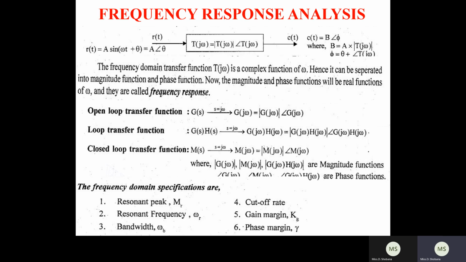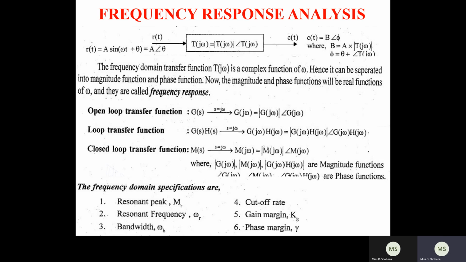This transfer function is classified into three different forms: open loop transfer function, loop transfer function, and closed loop transfer function. The open loop transfer function will be G of s, which is a complex function. S will be replaced by j omega, therefore G of j omega has a magnitude as well as a phase angle. The magnitude will be the magnitude of G of j omega and the phase angle of G of j omega. The loop transfer function will be G of s H of s, where s is replaced by j omega, and similarly you get the magnitude and phase angle. The closed loop transfer function will be M of s, which becomes M of j omega, so the magnitude and phase angle will be obtained. So this is about the various kinds of transfer functions.